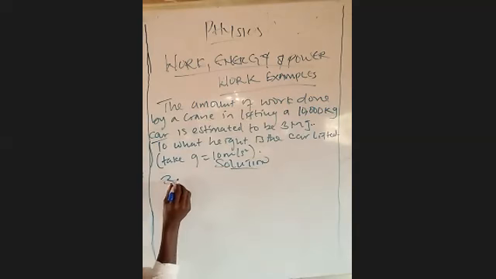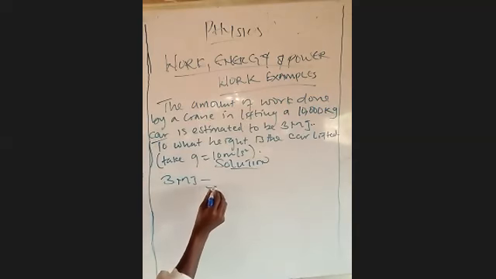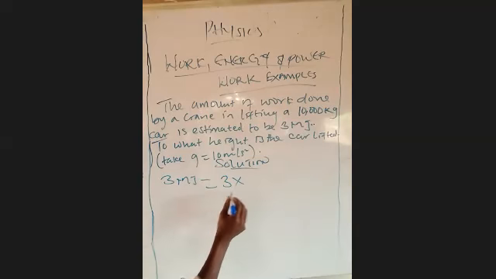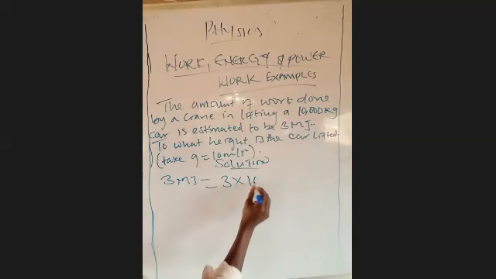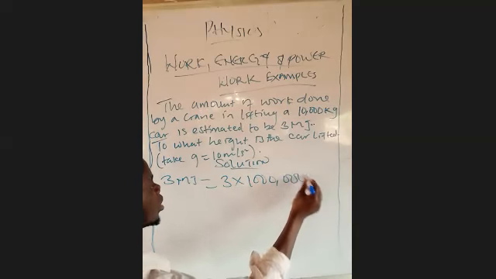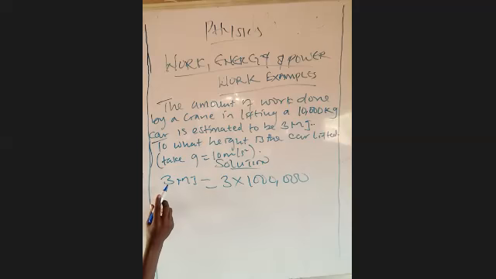So 3 millijoule is equal to 3 times 1 million. 1 millijoule is equal to 1 million joule.